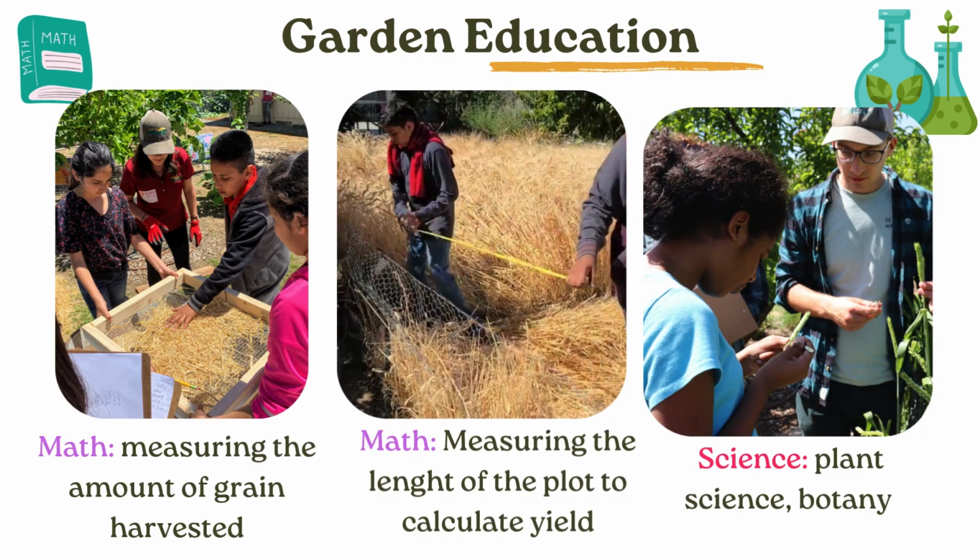For our garden education, students use the wheat garden to do math, like we show here in pictures 1 and 2. Picture 1 shows the students measuring the amount of grain harvested. Picture 2 shows the students using a measuring tape to measure the length of the plot to calculate yield. And the last picture shows our students learning about plant science.